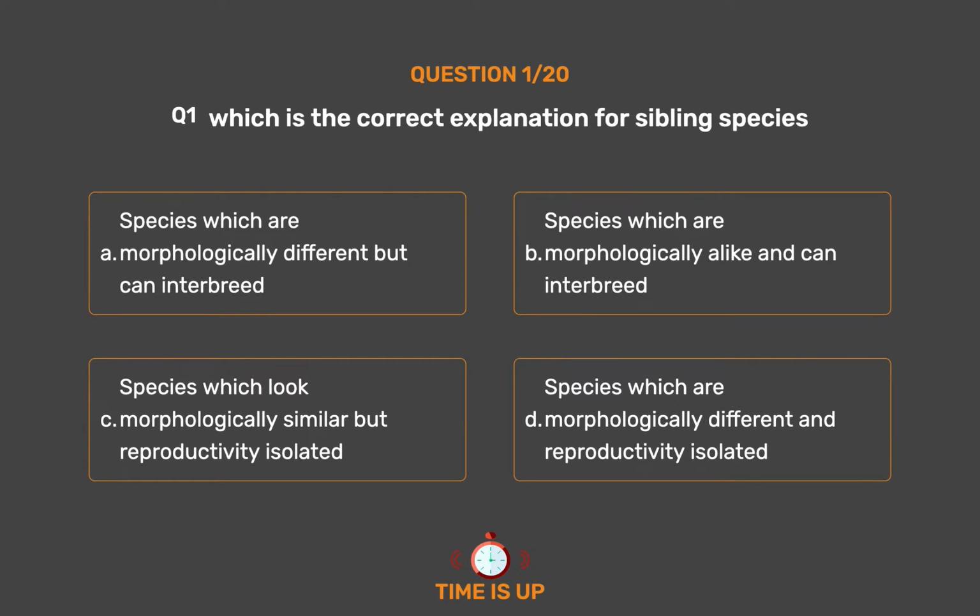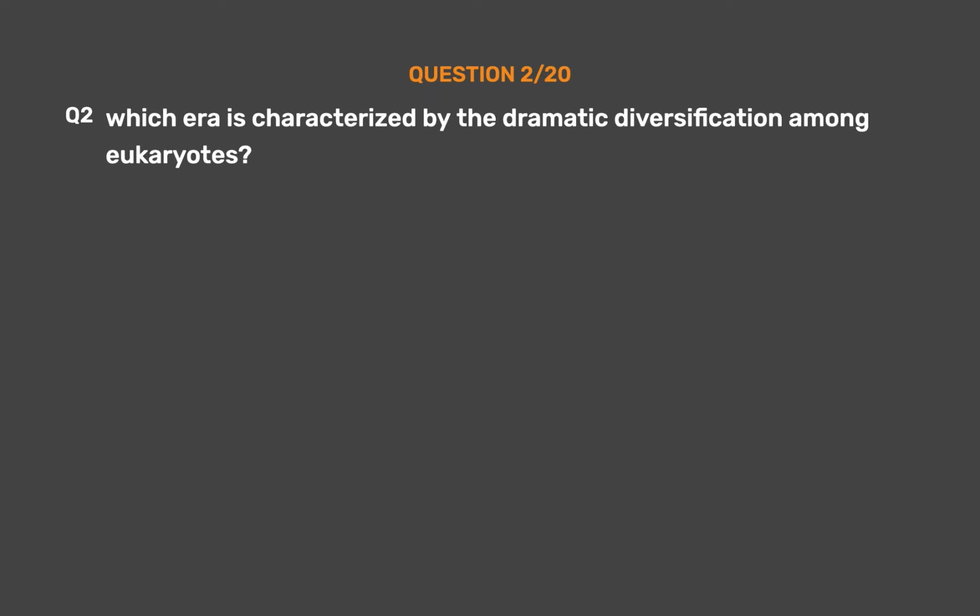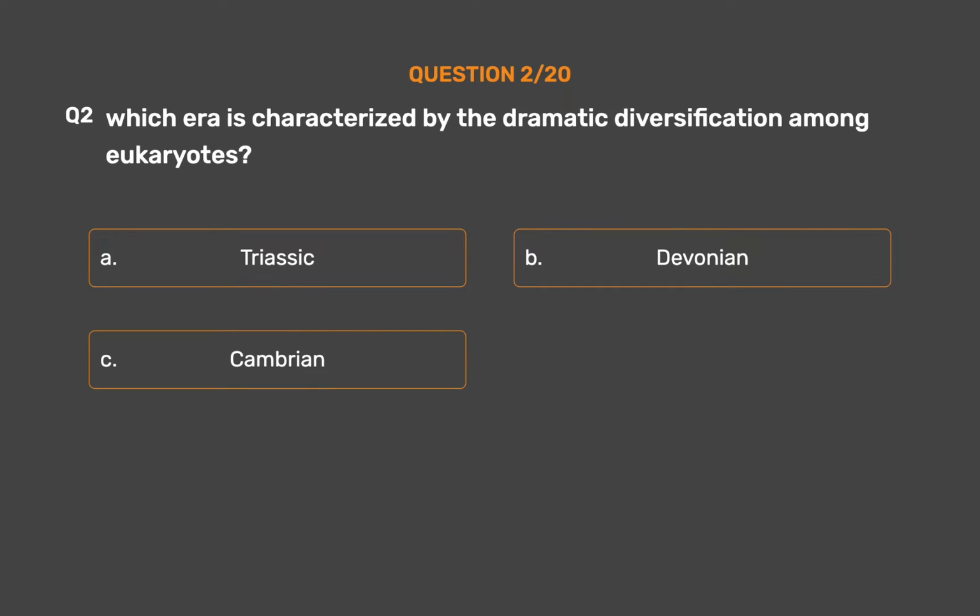The correct answer is Option C. Species which look morphologically similar but reproductively isolated. Question number 2. Which era is characterized by the dramatic diversification among eukaryotes? Option A. Triassic. Option B. Devonian. Option C. Cambrian. Option D. Carboniferous.